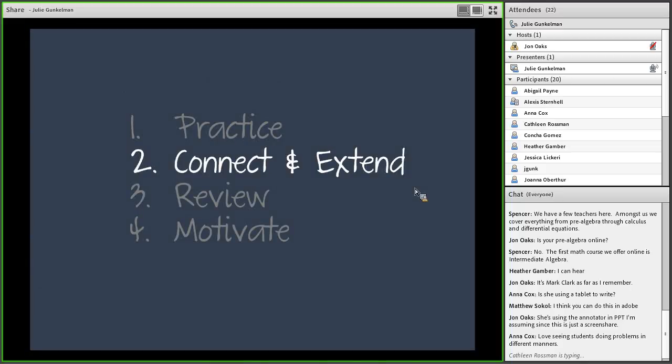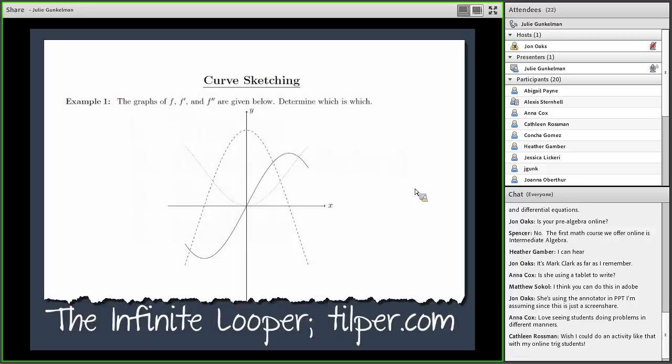Okay, the next area that I wanted to talk about is connect and extend. My example is going to be from calculus, just because this is a hot topic issue that we've dealt with at our college. It has to do with curve sketching. If I think back to when I learned curve sketching, and I joke around with my students that I was chiseling the answers in the cave wall, because it was that long ago. But it was definitely before graphing calculators.